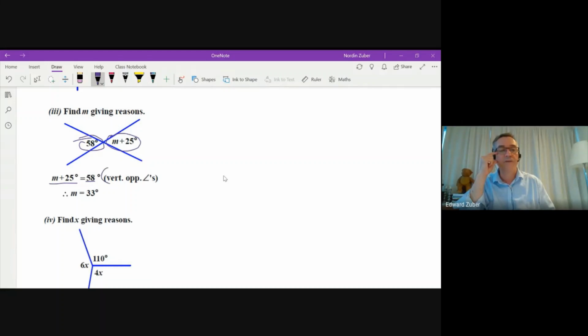And then here, I'm not a big fan of how Maths Online have done this. They've used abbreviations. They're saying the reason why, because it's vertically opposite angles. We actually don't really like that. It's a little bit too lazy. So we prefer you to write vertically opposite angles.